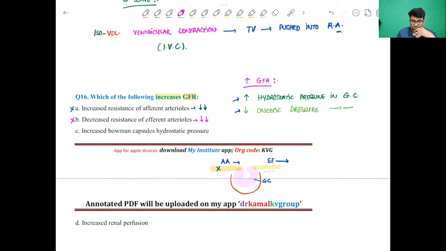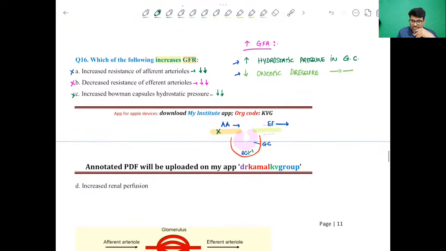Now coming to the third option, increased Bowman capsule hydrostatic pressure. This is the Bowman's capsule. The fluid in the Bowman's capsule has an inhibitory or opposing effect on GFR. So if this is more, GFR will again be less. Increased Bowman capsule hydrostatic pressure will decrease GFR as it will oppose it. So again this is not the answer.